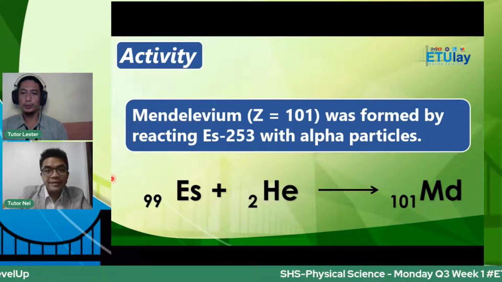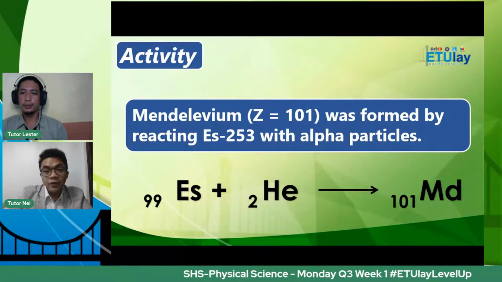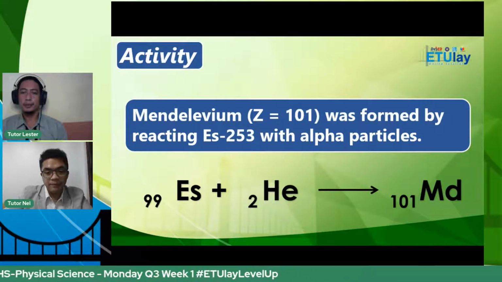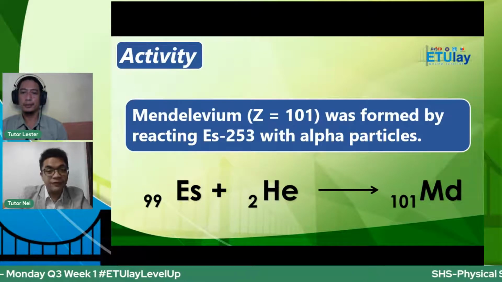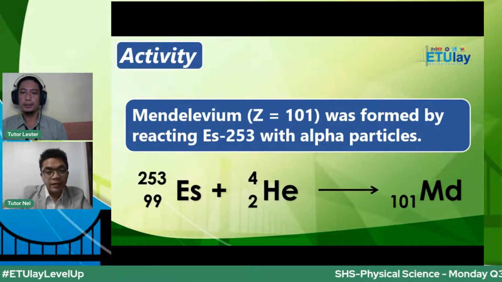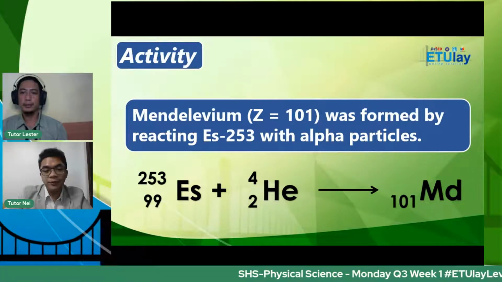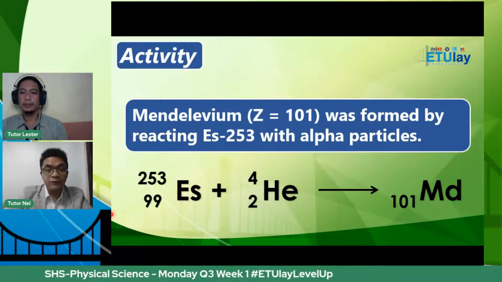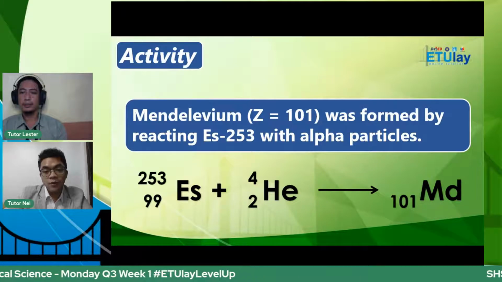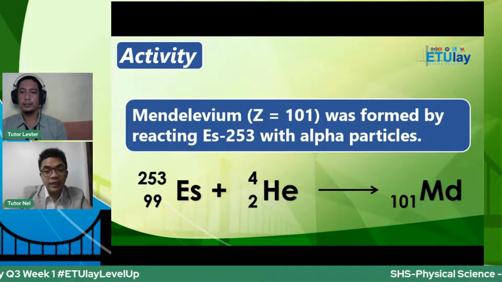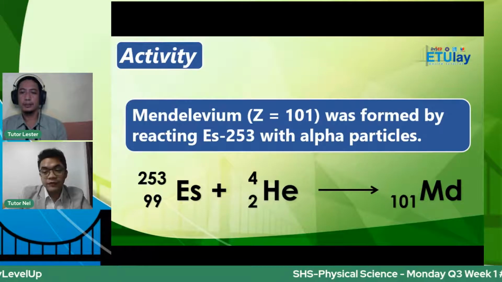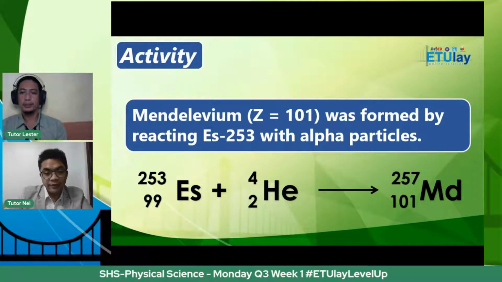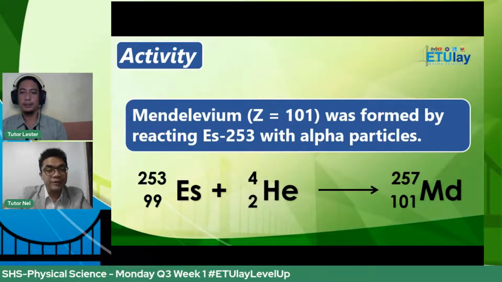Now, we balance the atomic masses. Ano ang mass ng einsteinium ayon sa equation? Okay, that is 253. And then, if we check on the periodic table kung ano ang mass ng helium, we will find that it is equivalent to 4. So, we add up 253 and 4, and that makes the mass of mendelevium as 257. And now, everything is balanced, which makes the equation correct.